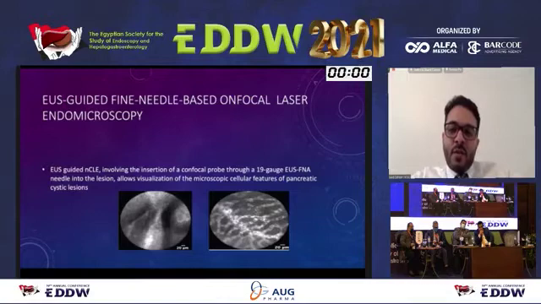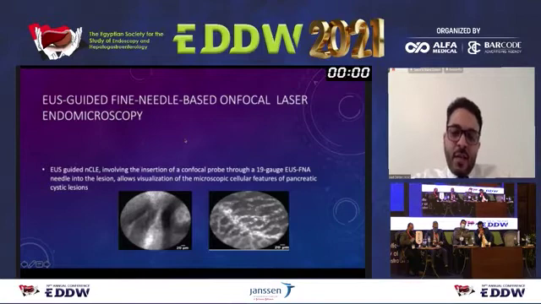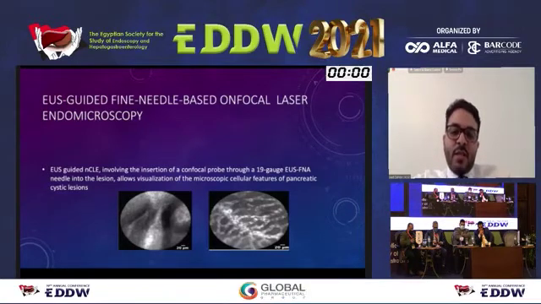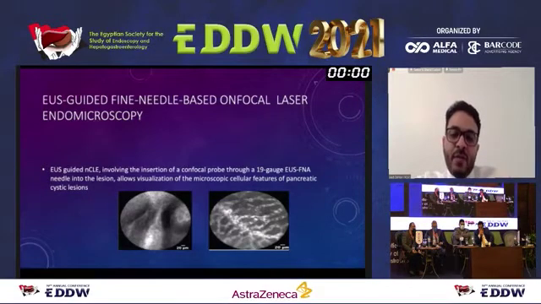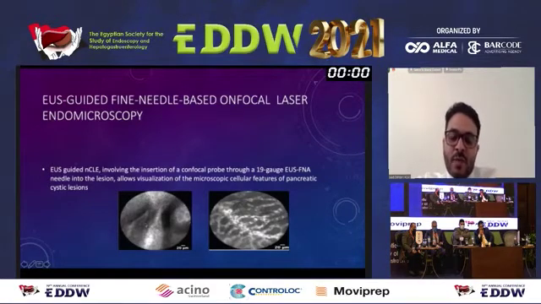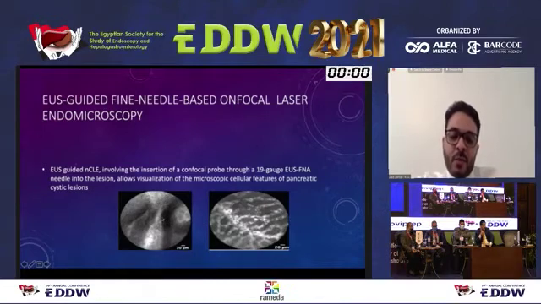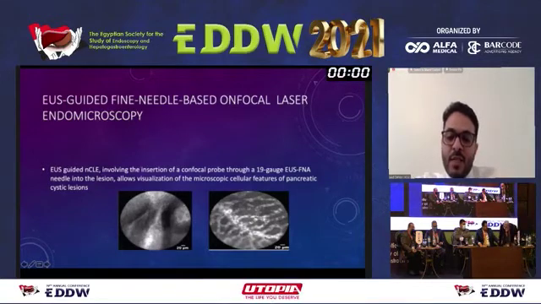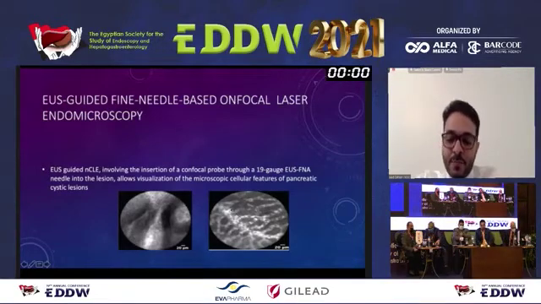EUS-guided FNA needle-based confocal laser endomicroscopy. It's also a novel technique. You stick the cyst with a 19 gauge FNA needle, and then you pass a laser probe through it, and you move it gently against the wall to get a real-time microscopic evaluation of the cyst wall and vasculature, and you get these microscopic features. You can see here a capillary projection indicating IPMN, or you see superficial vascular markings, this whitish area, suggestive of serous cystic neoplasm.